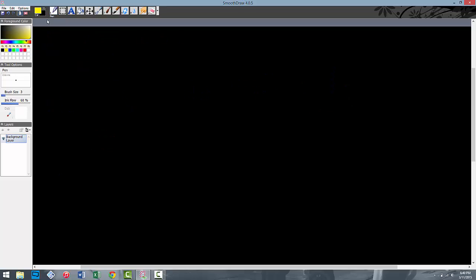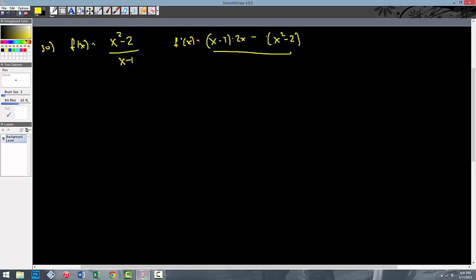All right, moving on. 30. More quotient rule. f of x is equal to x squared minus 2 over x minus 1. Okay, more quotient rule. f prime of x is equal to low d high minus high d low, over low squared, and away we go.